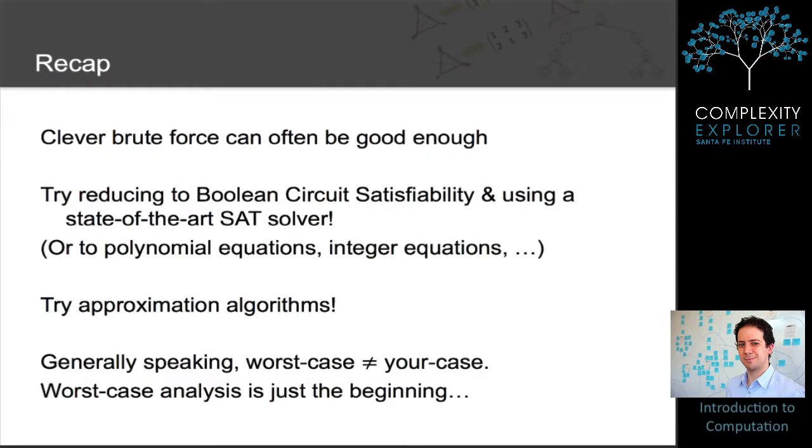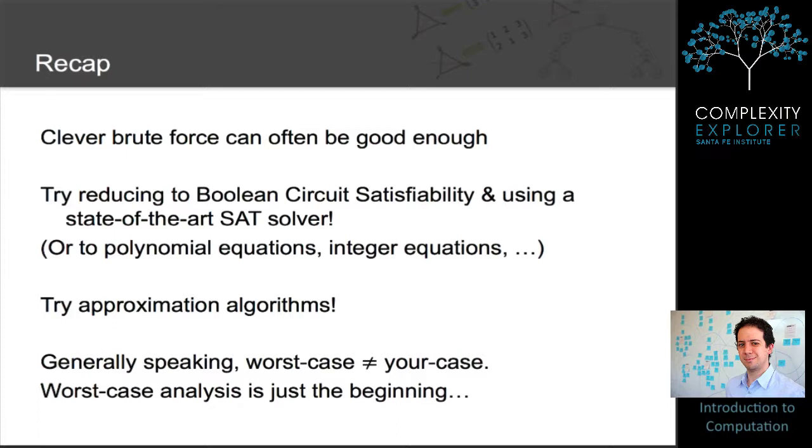So just to recap, when you come across a really hard problem like an NP-complete problem, clever brute force can often be good enough, and you can take advantage of this by trying to reduce your problem to Boolean satisfiability or polynomial equations or integer equations or max clique. When that doesn't work, you can try changing the problem and looking at approximation algorithms. You can combine these by trying to look for heuristic approximation algorithms. But generally, what you're taking advantage of is the fact that your case, the problem you want to solve, is usually not the worst case.